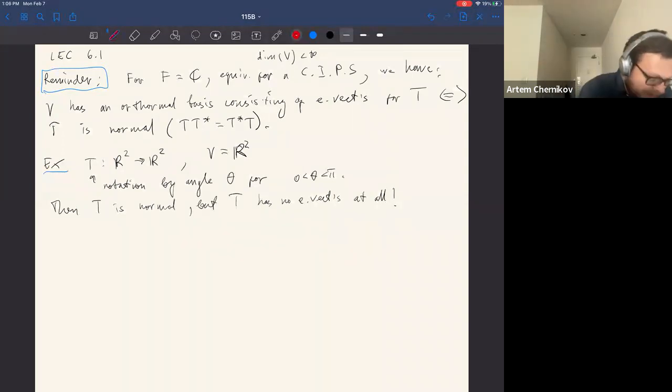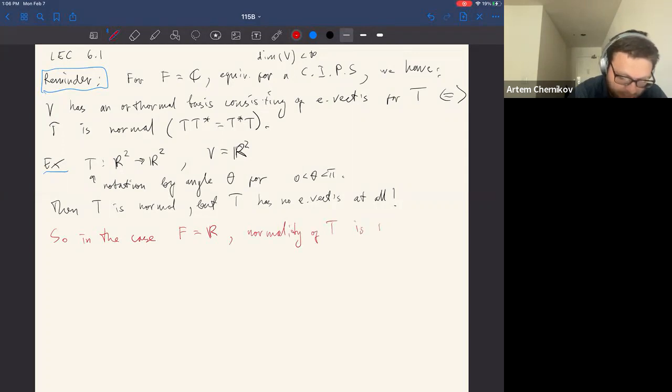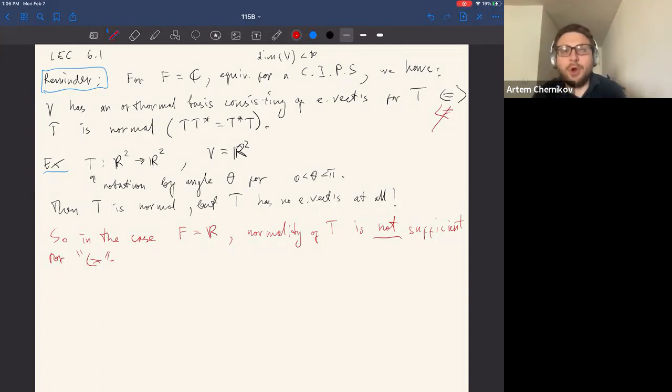So what this tells us is that in the case when the field of scalars is the reals, yeah, so when we have a real inner product space, the condition of normality is not sufficient to have the implication from right to left in this equivalence, right? So this part doesn't hold in the case of reals. Normal does not necessarily imply basis of eigenvectors. All right. So this motivates our discussion today. We're trying to find a stronger condition which characterizes orthonormal basis of eigenvectors in the case of real inner product spaces. Okay. So this example shows we need something stronger than normality.